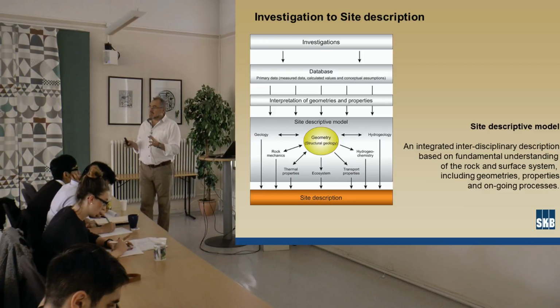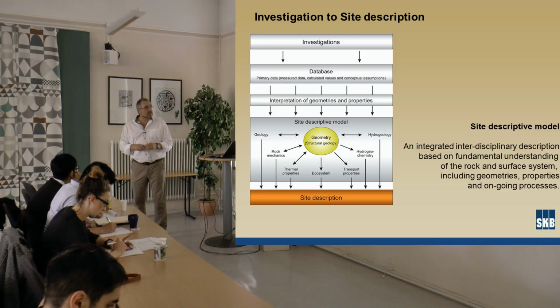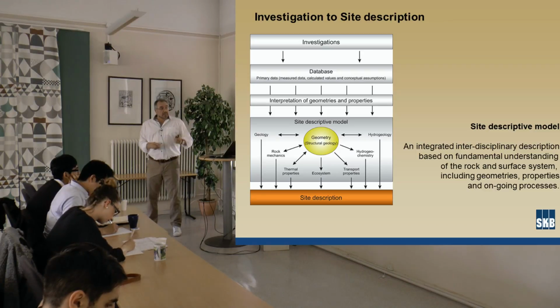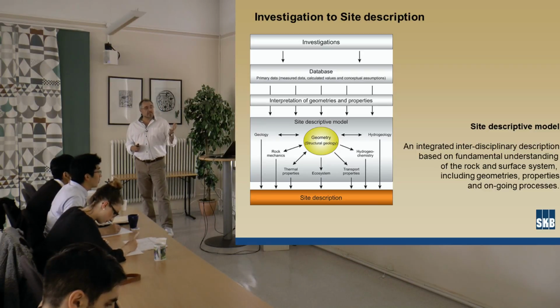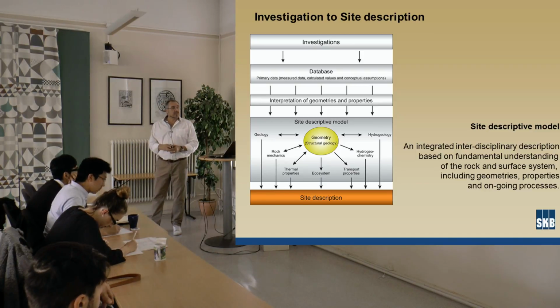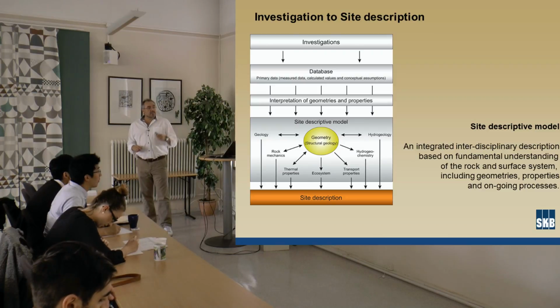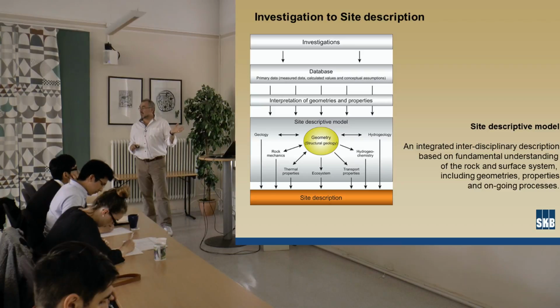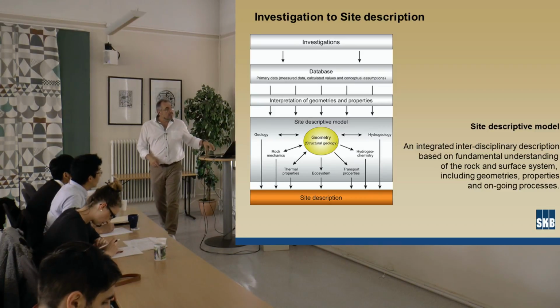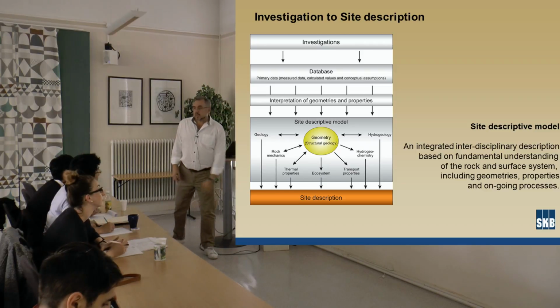That is the common structural framework, the geometric framework, I would like to say. So each discipline produces a site descriptive model by its own rights. And this is an integrated, interdisciplinary description, consistent between the disciplines, based on fundamental understanding of the rock and surface system, including geometries, properties, and processes. That's the condensed version.